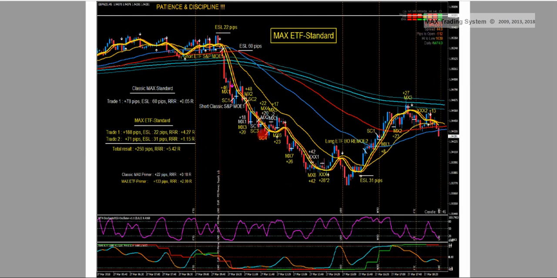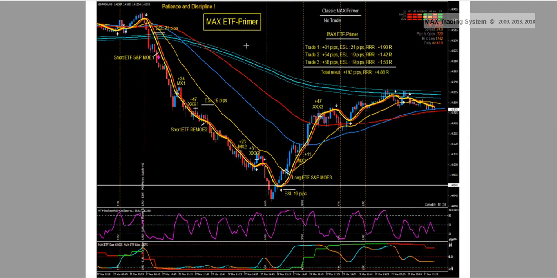So that day, with that movement during the European session after the news release, 2 trades with the max ETF standard for a nice 5.4R profit. And we can compare this profit with the ETF primer. This was the first example. A second example is this one. I will not go through the details.